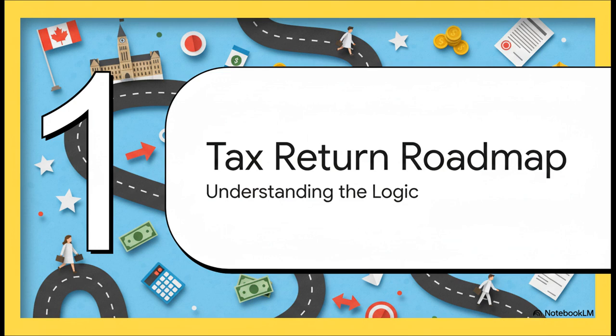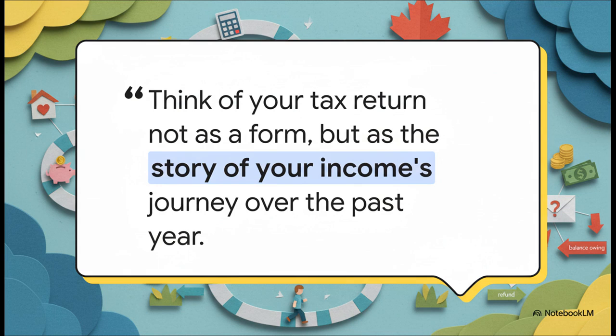Before we start plugging in any numbers, it's absolutely crucial to understand the logic behind the T1 General form. It's not just a random jumble of lines and boxes. It's actually telling a story. It's the financial story of your entire year. And really, this is the best way to think about it. It's not just a form, it's the story of your income's journey. So that's exactly what we're going to do. We're going to follow $1 from the second you earn it and watch it travel through all these different stages, all the way to the final calculation. And once you see it like that, I promise, the whole system just clicks.